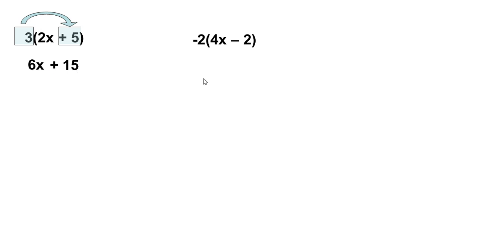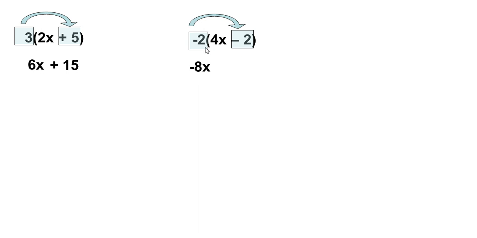All right, the same thing with the next one. Negative 2 times positive 4x. I multiply the negative 2 and the 4, which gives me a negative 8x. Remember to keep the x when you're multiplying those two together. Next, I'll multiply the negative 2 times a negative 2. There's a minus sign in front of this 2, so that's going to be a negative 2 when multiplying. It's negative 2 times negative 2.